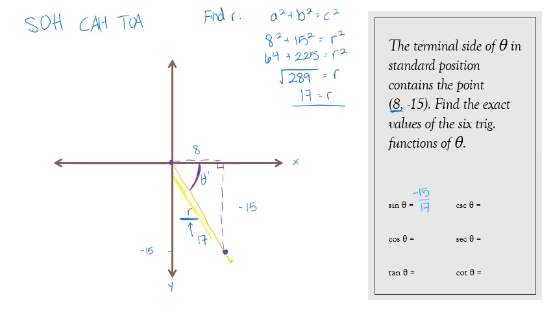Okay, let's get that out of the way. All right, so cosine, the CAH of SOHCAHTOA, is adjacent over hypotenuse. So that's going to be positive 8 over 17. Tangent, TOA, opposite over adjacent, negative 15 over 8.